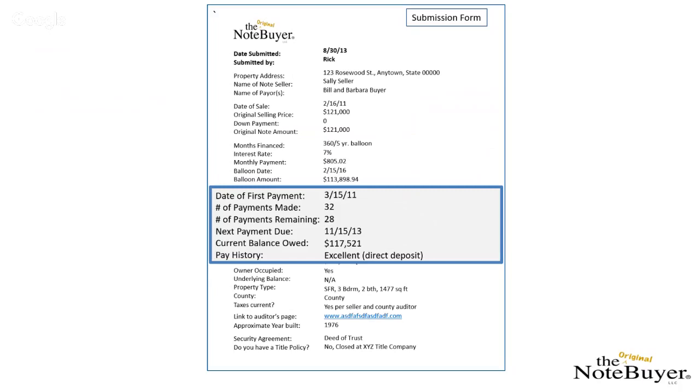Why is this important? Because we've got to determine how many payments are left so that we know what we're buying. How can we quote on something if we don't know what is left? And so this in particular is very important, okay? So then we calculate the current balance owed, and we also want to know the pay history. Okay, so this tells us where we are on this note today so that we can start formulating a quote.